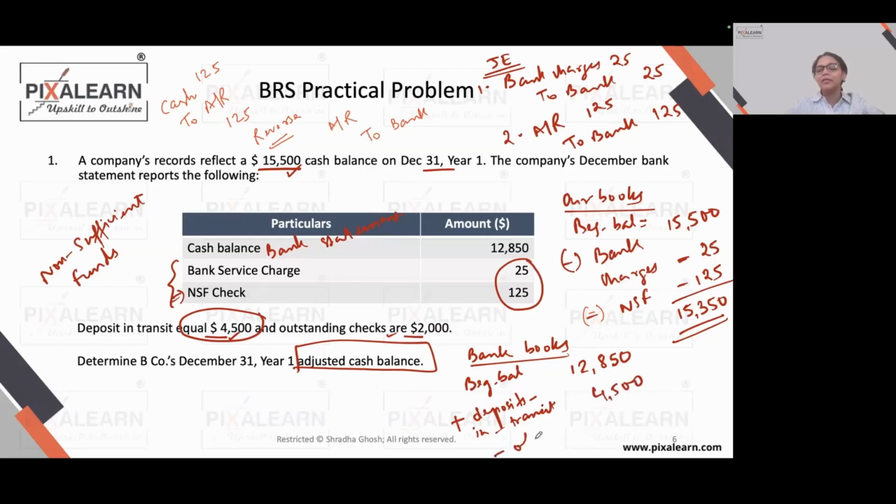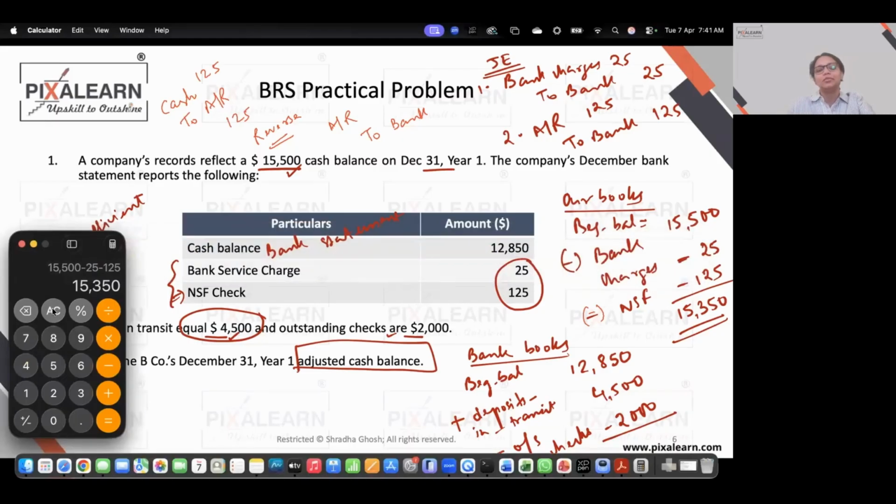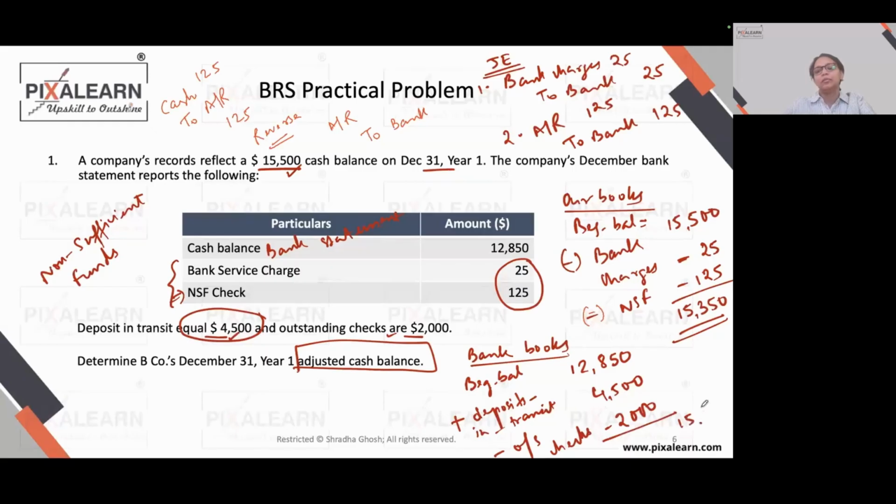And I also know that I have given some checks to my parties, and these guys have not presented the check for payment yet. But in the next couple of days, when these checks would be presented for payment, they would come and they would demand it. So my bank will go further down. So when I take this, it becomes 12,850 plus 4,500 minus 2,000, which is 15,350.